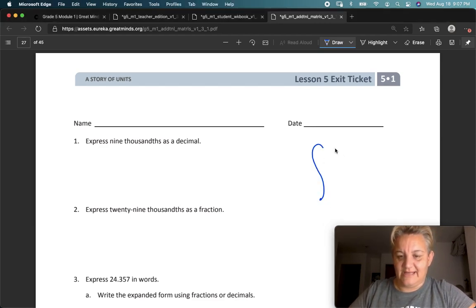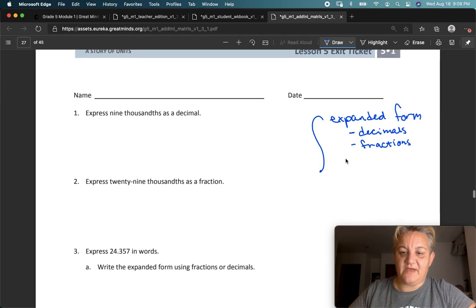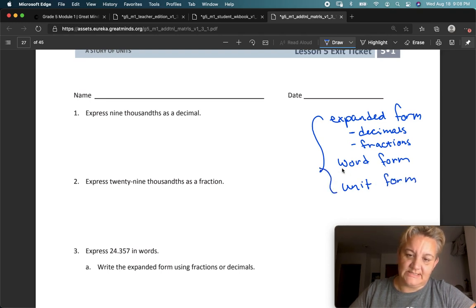So we've got expanded form, and we have two different ways of writing expanded form. We can use decimals or fractions. Okay. Then we've got word form and unit form. Okay. We have a few more, but these are the three that we've been working on in this lesson. Okay. So expanded form, word form, and unit form.